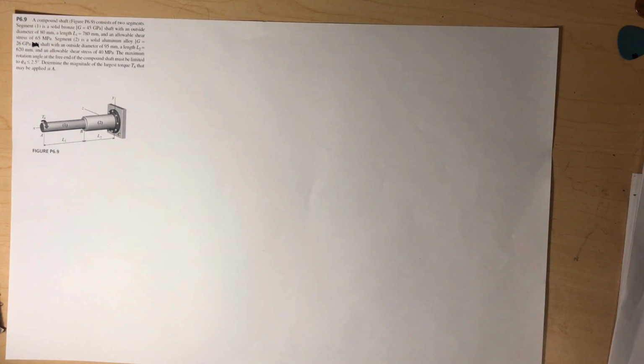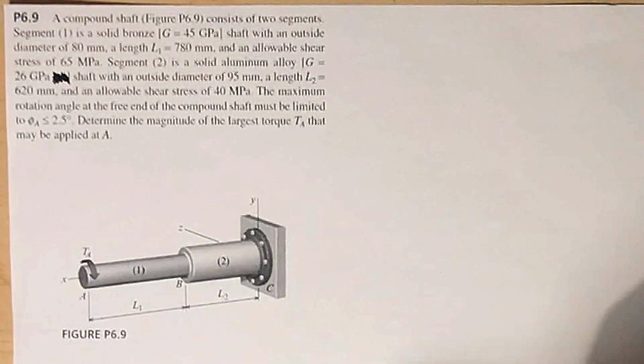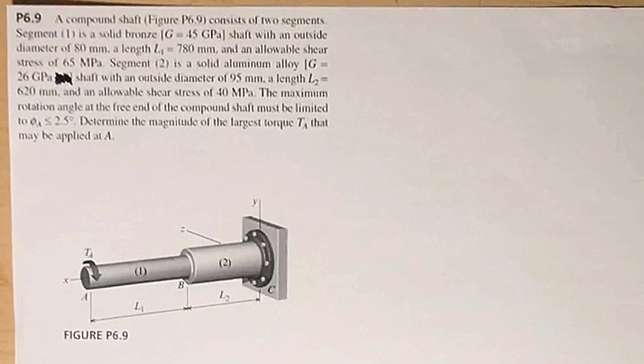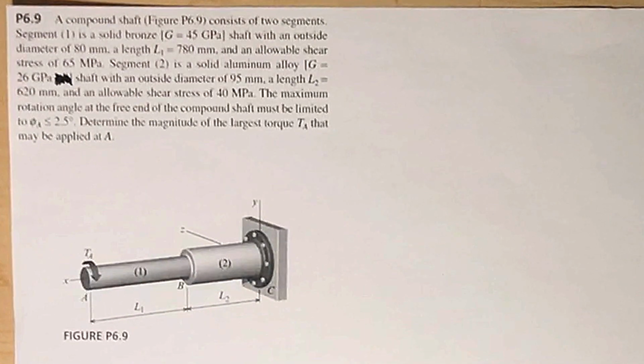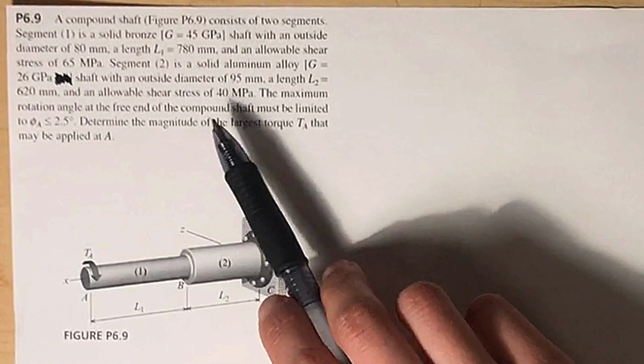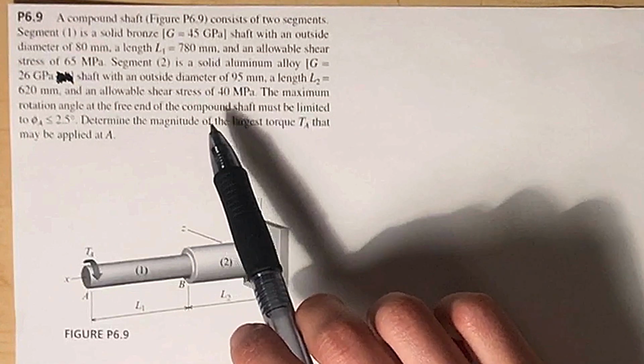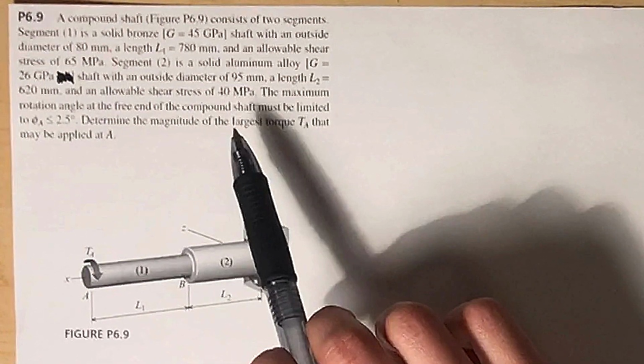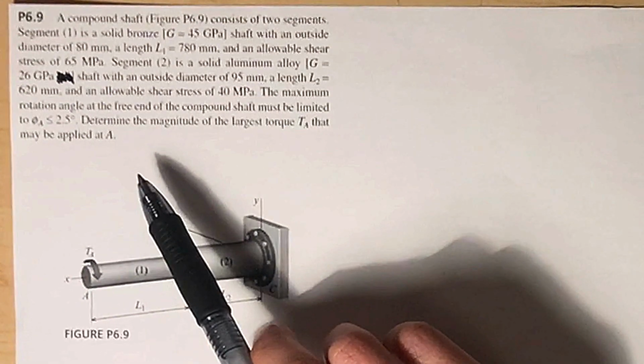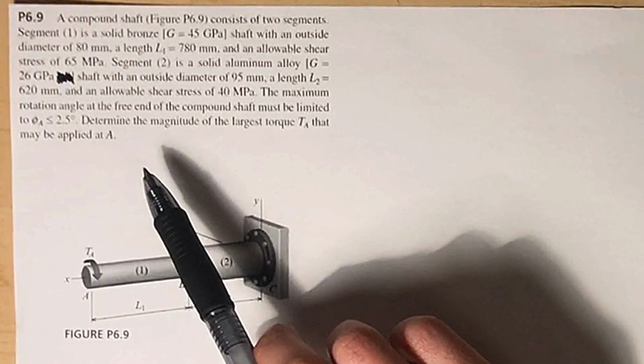So now that we have an overview, let's take a look at an example problem. A compound shaft consists of two segments. Segment 1 is a solid bronze, G equals 45 GPa, shaft with an outside diameter of 80 millimeters, a length L1 equals 780 millimeters, and an allowable shear stress of 65 MPa. Segment 2 is a solid aluminum alloy, G equals 26 GPa, shaft with an outside diameter of 95 millimeters, a length L2 equals 620 millimeters, and an allowable shear stress of 40 MPa.